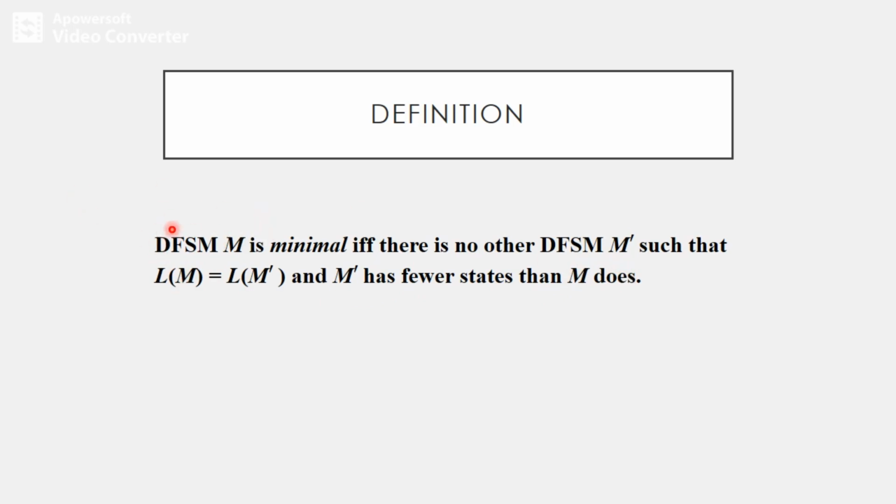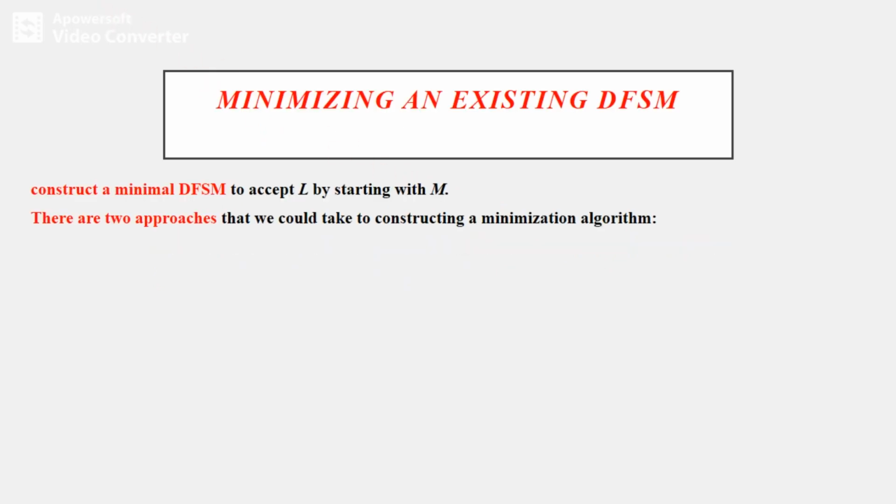So you have an original machine, DFSM M. To say this is a minimal FSM, there must be no smaller equivalent machine. Let's now see the approaches to minimizing an existing DFSM: construct a minimal DFSM to accept L by starting with M.